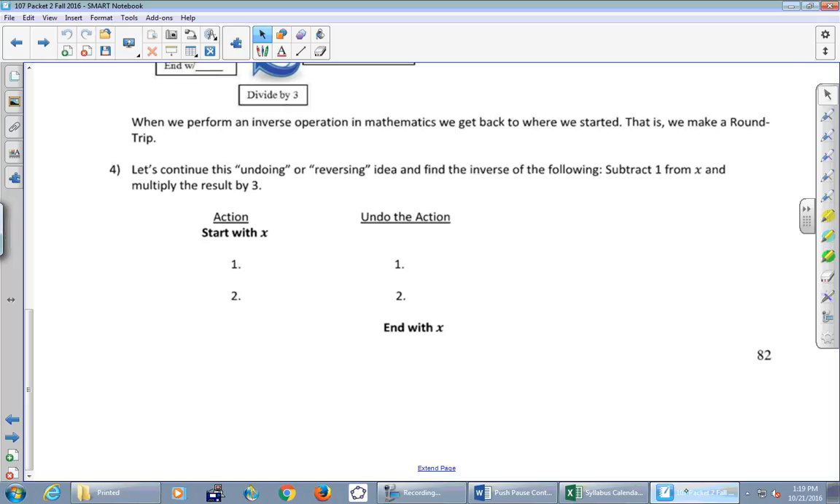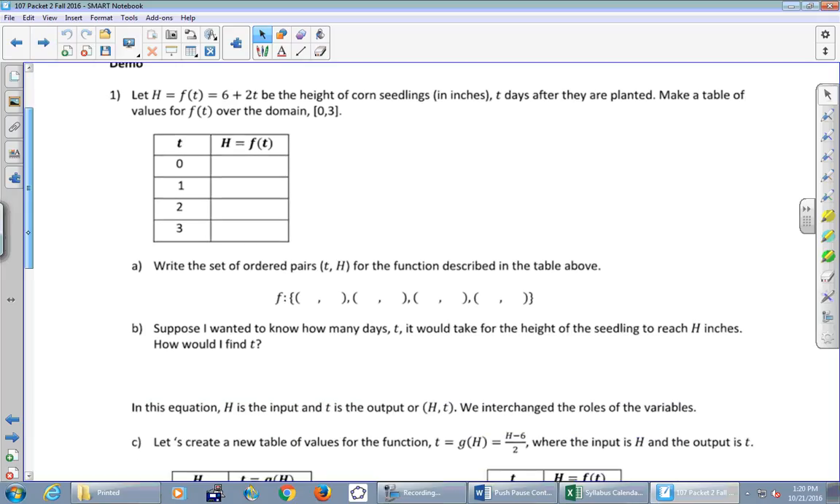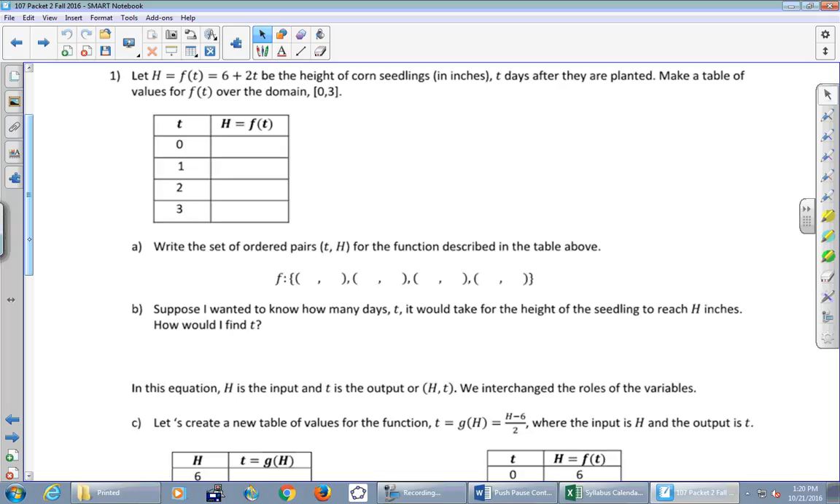Okay, so let's take a look. We're going to go past page 82. Hopefully we made some good progress there. And we're going to look at the demo on page 83. Number 1, let h equal f of t equals 6 plus 2t. So f of t is our function notation way, and we're just going to call the whole thing h, just like a y equals, but it'll be h equals.